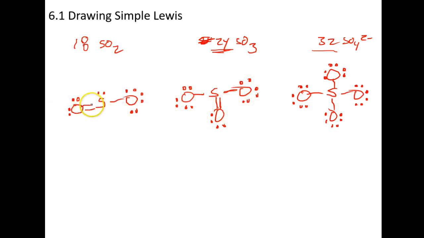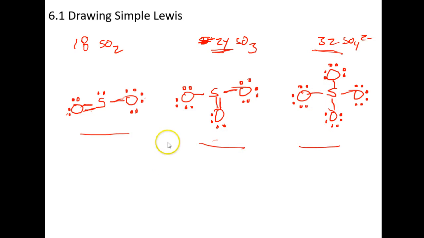Same thing here. My sulfur is 2, 4, 6, 8. This oxygen is 8, 2, 4, 6, 8. This oxygen, 2, 4, 6, 8. Over here, I'm done. I don't have to do anything. My sulfur is octet, my oxygens are octet. I've accounted for 32. So these are the structures for your molecules.